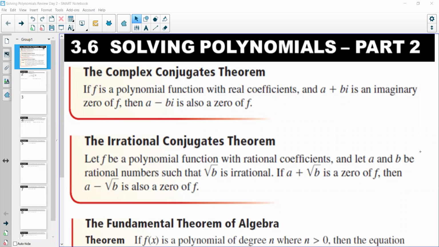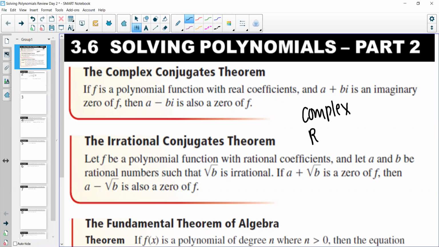Hi, this is Mrs. Kidman, and in this video, we are going to be discussing how we can solve polynomials part 2. Now, when we're talking about solving polynomials part 2, what this means is we're actually talking about how can we solve polynomials when they either have complex solutions or when they have radical solutions. So those solutions that are non-rational, how can we find those?